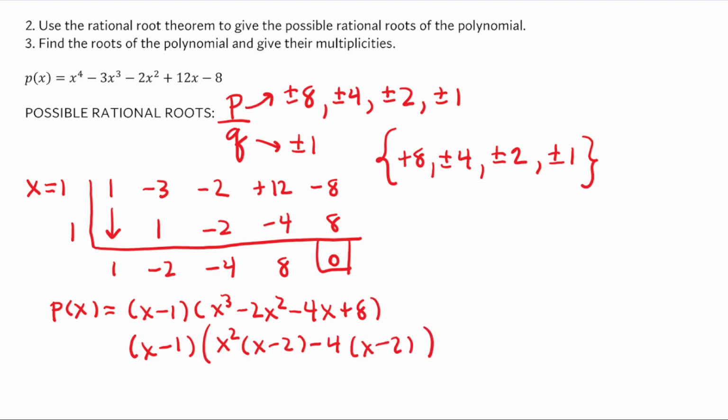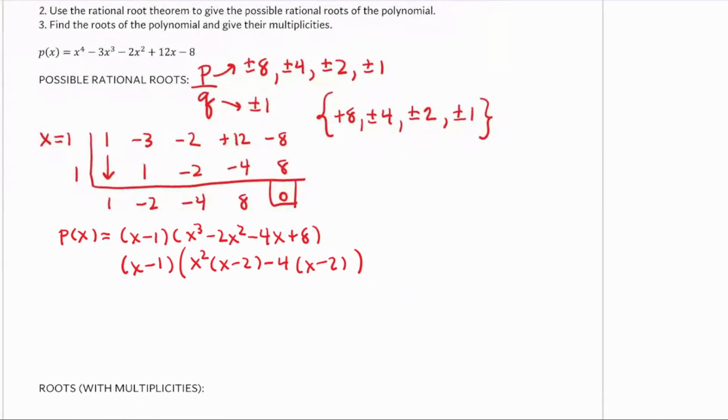That's a good sign. We're going to need to make this a little smaller. I'm starting to run out of room here. Okay, so we'll keep going. Factor out the x minus 2 and get x squared minus 4. I can factor x squared minus 4. That's a difference of two squares.